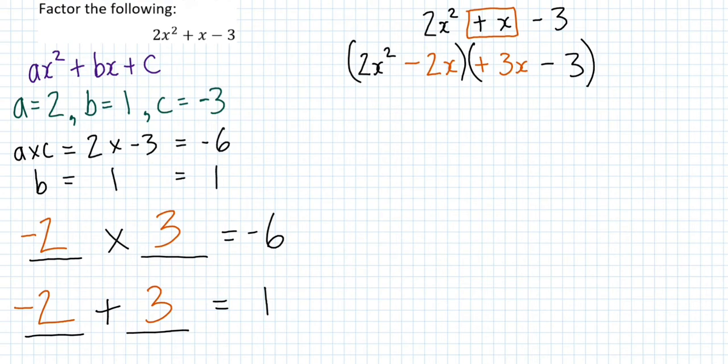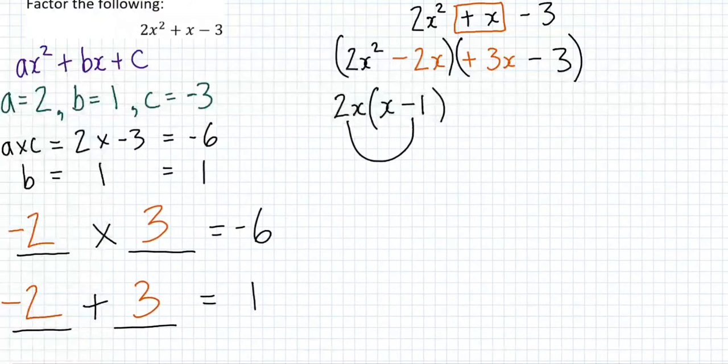What's the greatest common factor we can pull out of both of these brackets? So the bracket on the left, we can pull out 2x. And inside the bracket, that gives us simply x. How do we know that? Because 2x times x gives us 2x squared. And then minus 1. How do we know it's 1? Well, because 2x multiplied by negative 1 gives us negative 2x.